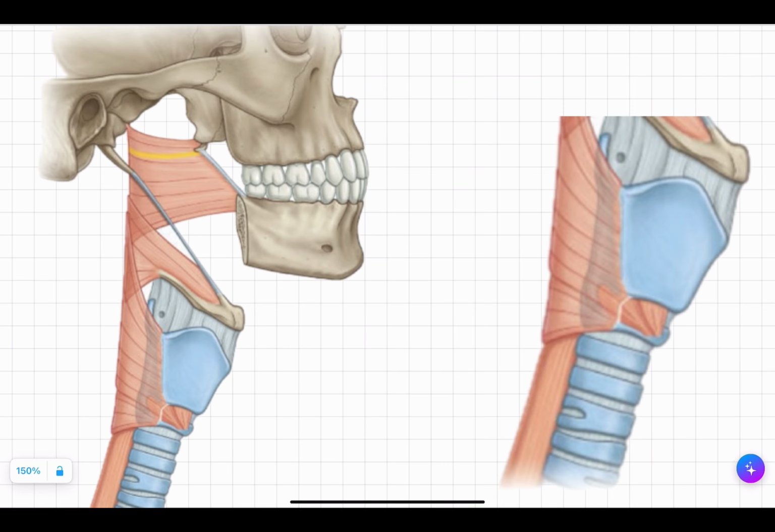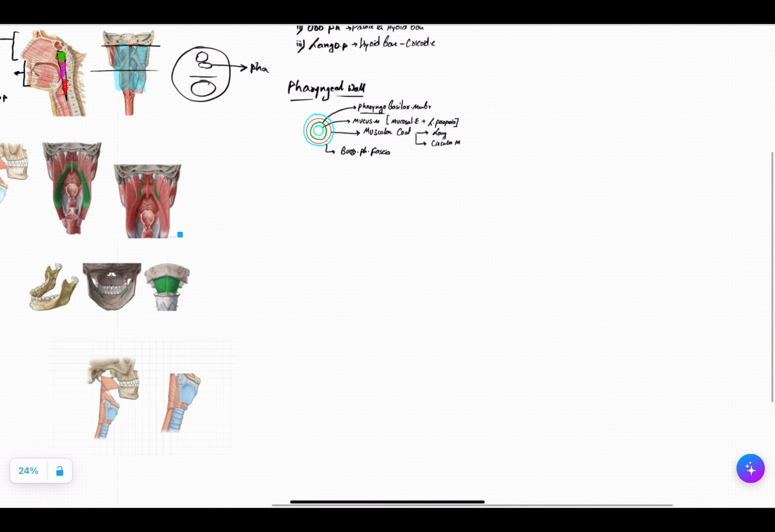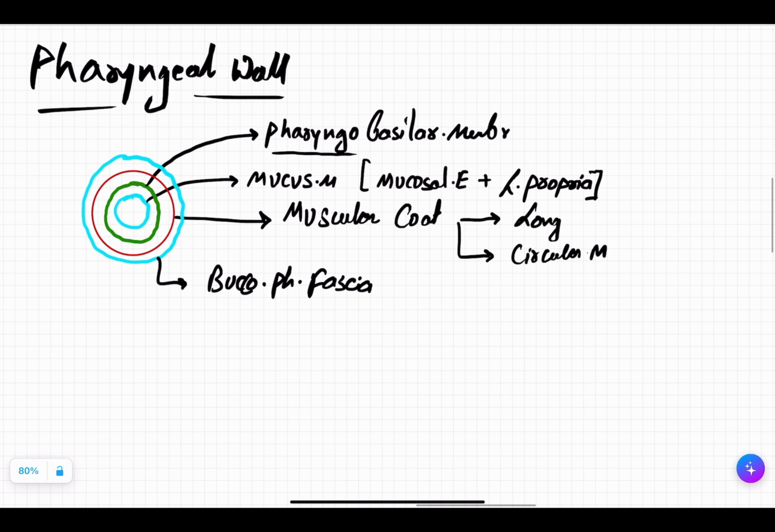I'm sorry for that. So we covered 4 layers. The inside was mucous membrane. Second was our pharyngobasilar. Why pharyngobasilar? Because this is covering the pharynx from the inside, coming from the base of the skull. So pharyngobasilar, pharynx and the base. Now, third is our muscular coat. Muscular coat has two kinds of muscle, longitudinal muscle and circular muscle. And fourth is our buccopharyngeal fascia. Why buccopharyngeal? Because this is covering buccinator muscle as well as the muscle of pharynx.